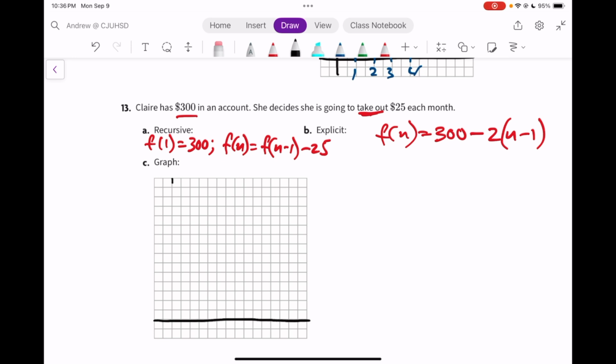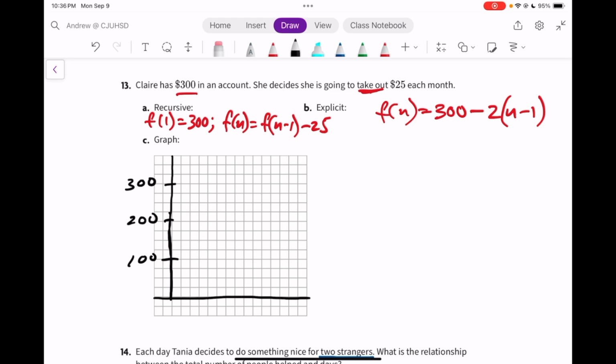Now this time I have to get up to 300, and then I'll be going down from there. So how about I do every 4 squares is 100 going this way. So 100, 200, 300, 1, 2, 3, 4. Whatever makes it convenient for me, that's what I'm going to do. And then I'll just go 1, 2, 3, 4, 5. Let's see how far down I can get.